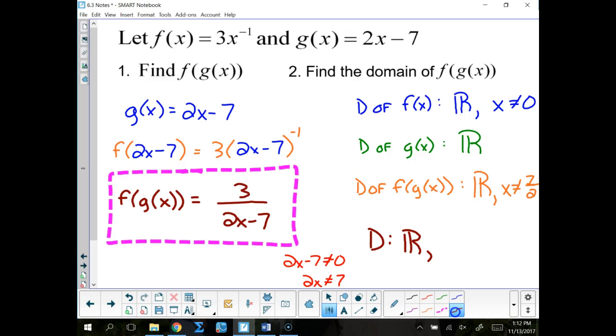Why not the 0 one? I'm curious. Because I can put 0, because to find f of g of x, we put something into g first, right? And then we put that into f, right? So if I put 0 into g, tell me what I got? Negative 7? And I put negative 7 into f, I get negative 3/7, right? That works. So that 0 one I can kind of just forget about because of the order that I'm going in.